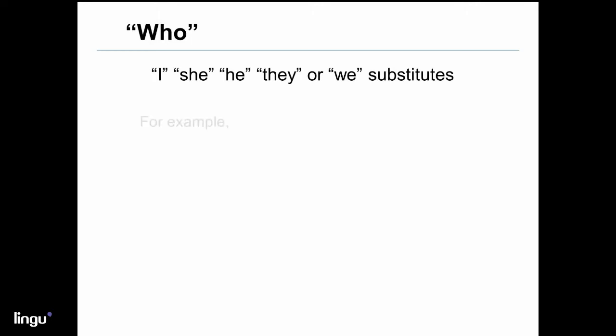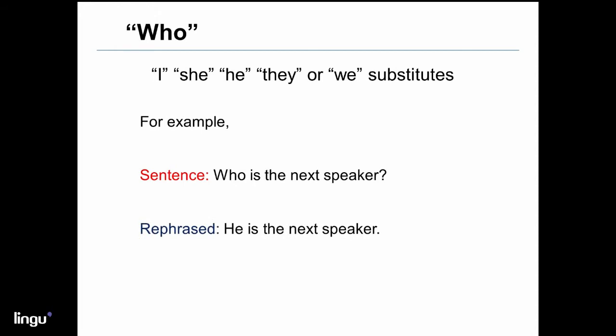Let's look at an example. Who is the next speaker? Clearly, "he is the next speaker," phrased as a question, doesn't make sense. So change the sentence accordingly to make sure the word who works in this example. He is the next speaker. Note how I changed the punctuation to make this phrase a statement rather than a question. I also kept the subject consistent. Who is changed to he.